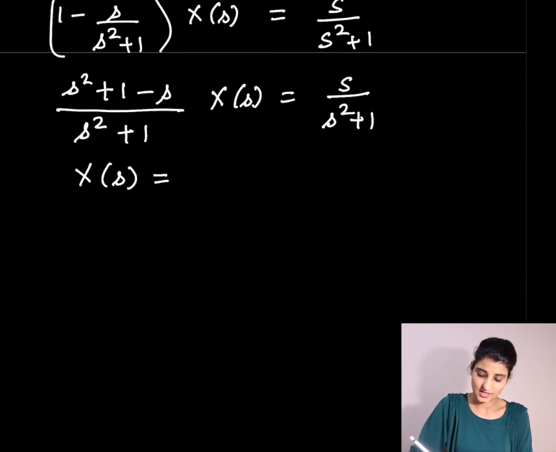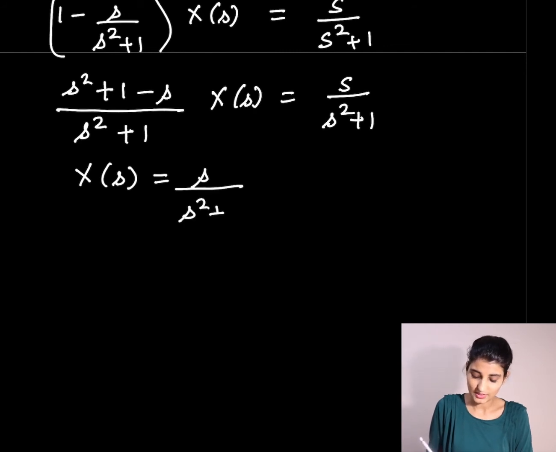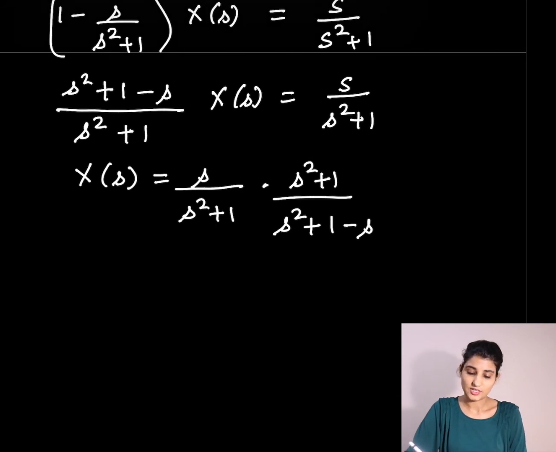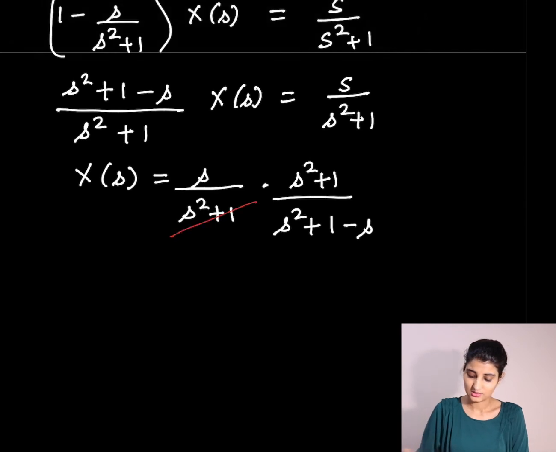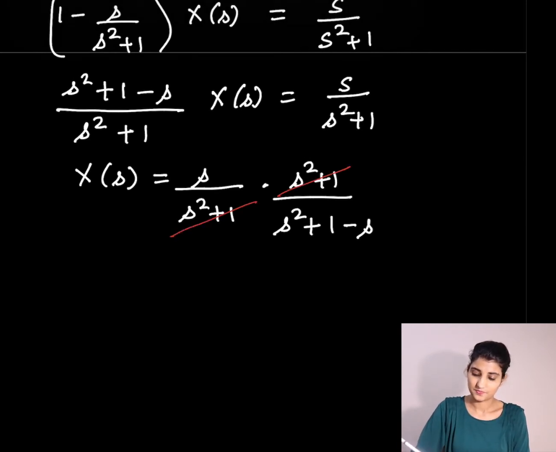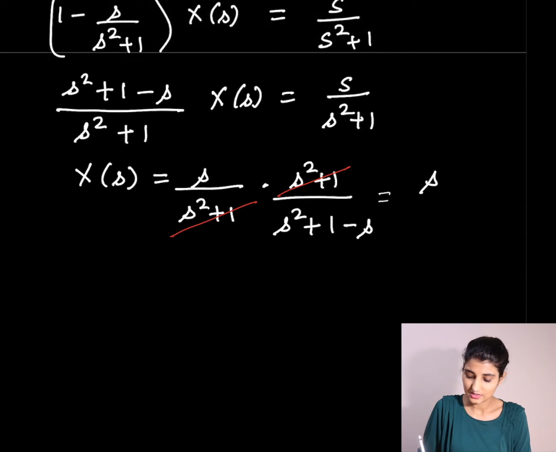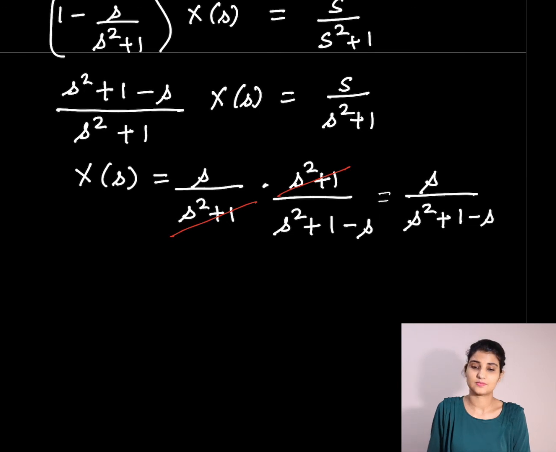The right hand side is s divided by s square plus 1, times s square plus 1 divided by s square plus 1 minus s. The s square plus 1 we can cancel out. So we have the right hand side equal to s divided by s square plus 1 minus s.